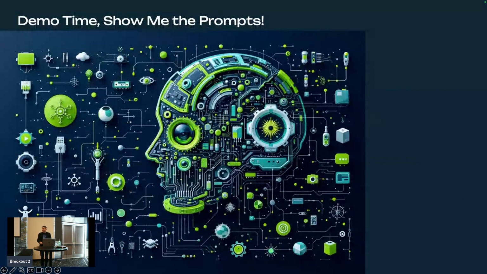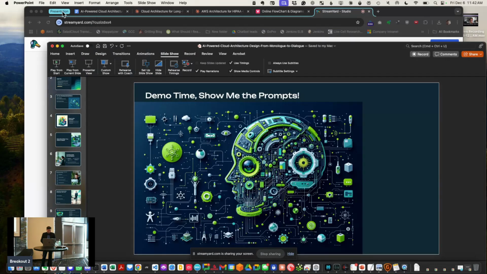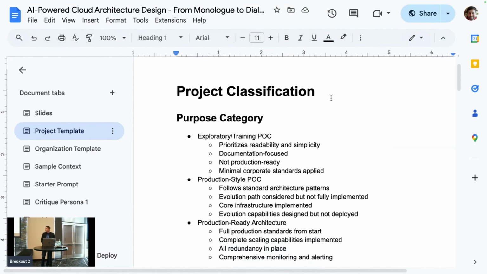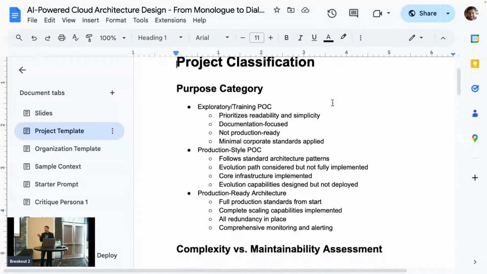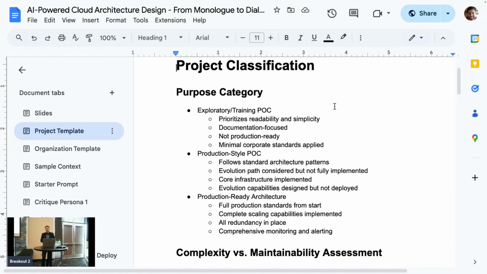So I'm going to start showing a couple things. Again, there's going to be a wall of text. There'll be a link to it, but it'll give you an idea of the type of things we can do. So the first thing is what I call the project classification. I'll just highlight a few things. You'll see when you look at the examples later, like the full thing. But it helps to set the stage for what you are doing for this architecture.